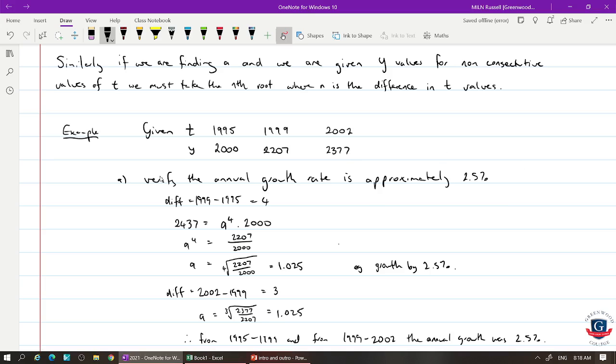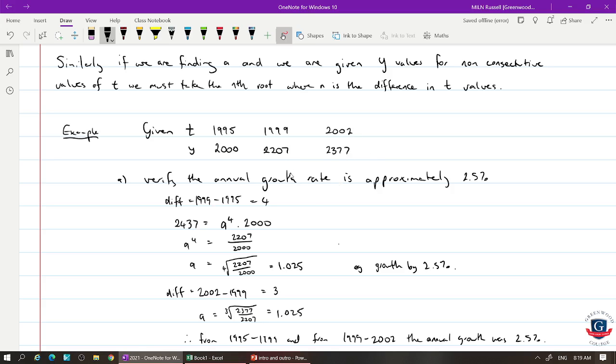So the first thing we need to do is to have a look at these three values. Now they're not incrementing one at a time, so we've got a bit of a problem here. The growth between here and here will not be the annual growth rate. So to start with, we'll say, all right, there's 4 years between here and here. That's the difference. So it must have compounded 4 times between these values. So we can stick that into an equation.